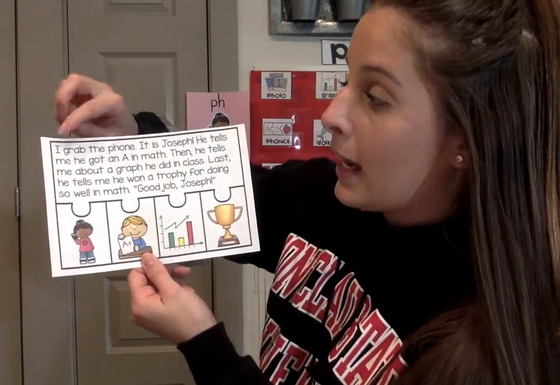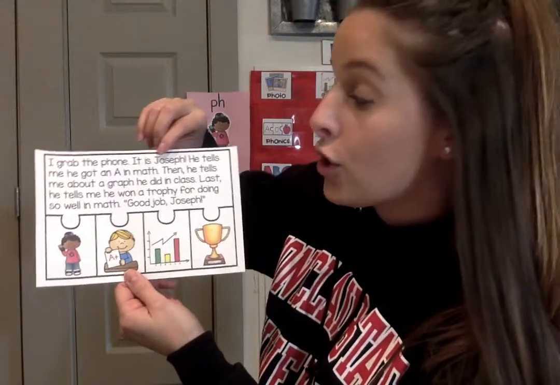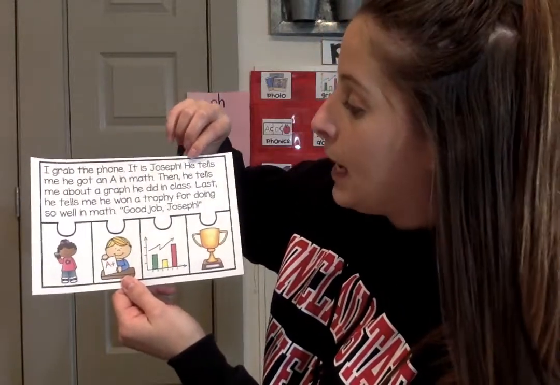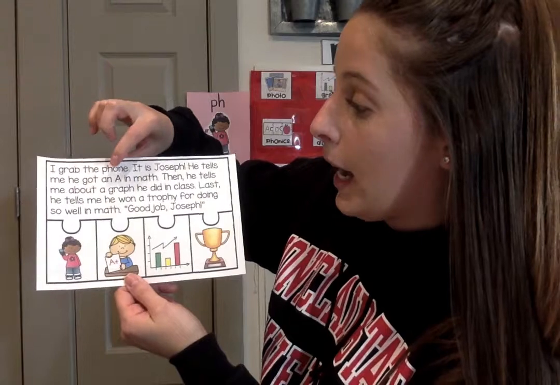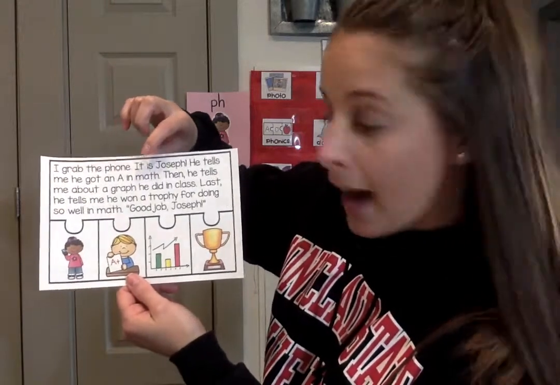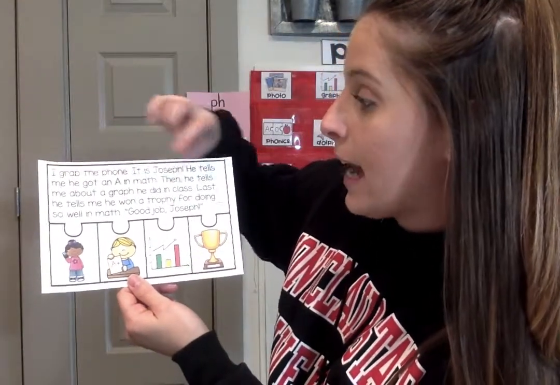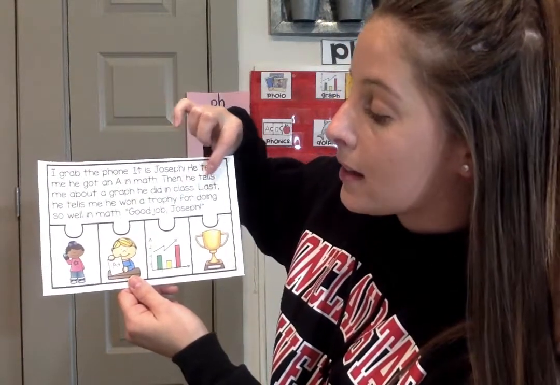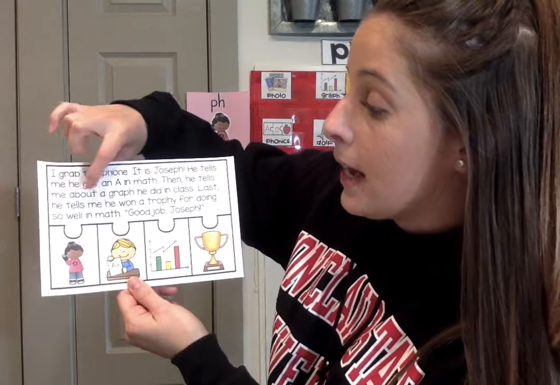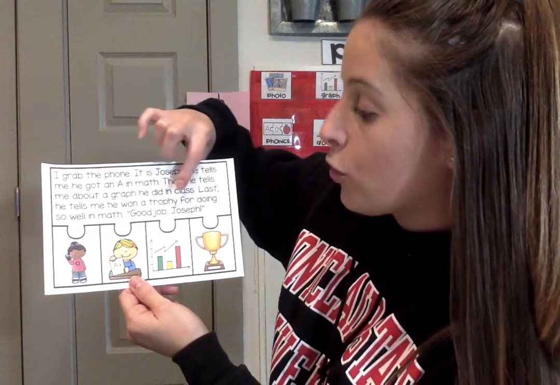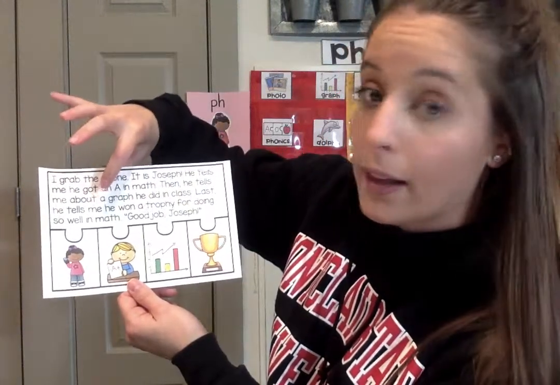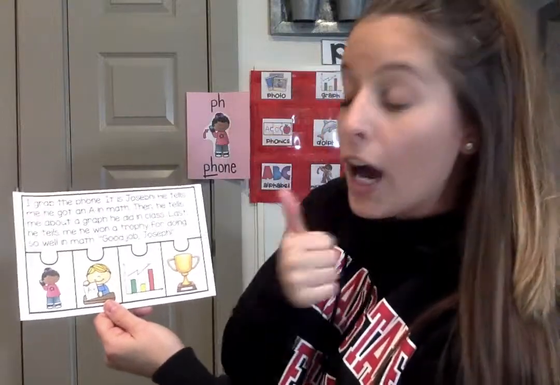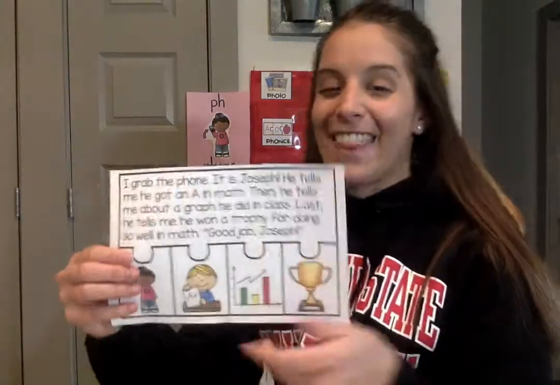So let's begin. I grab the phone. It is Joseph. He tells me he got an A in math. Then he tells me about a graph he did in class. Last, he tells me he won a trophy for doing so well in math. Good job, Joseph. And that is our puzzle for today.